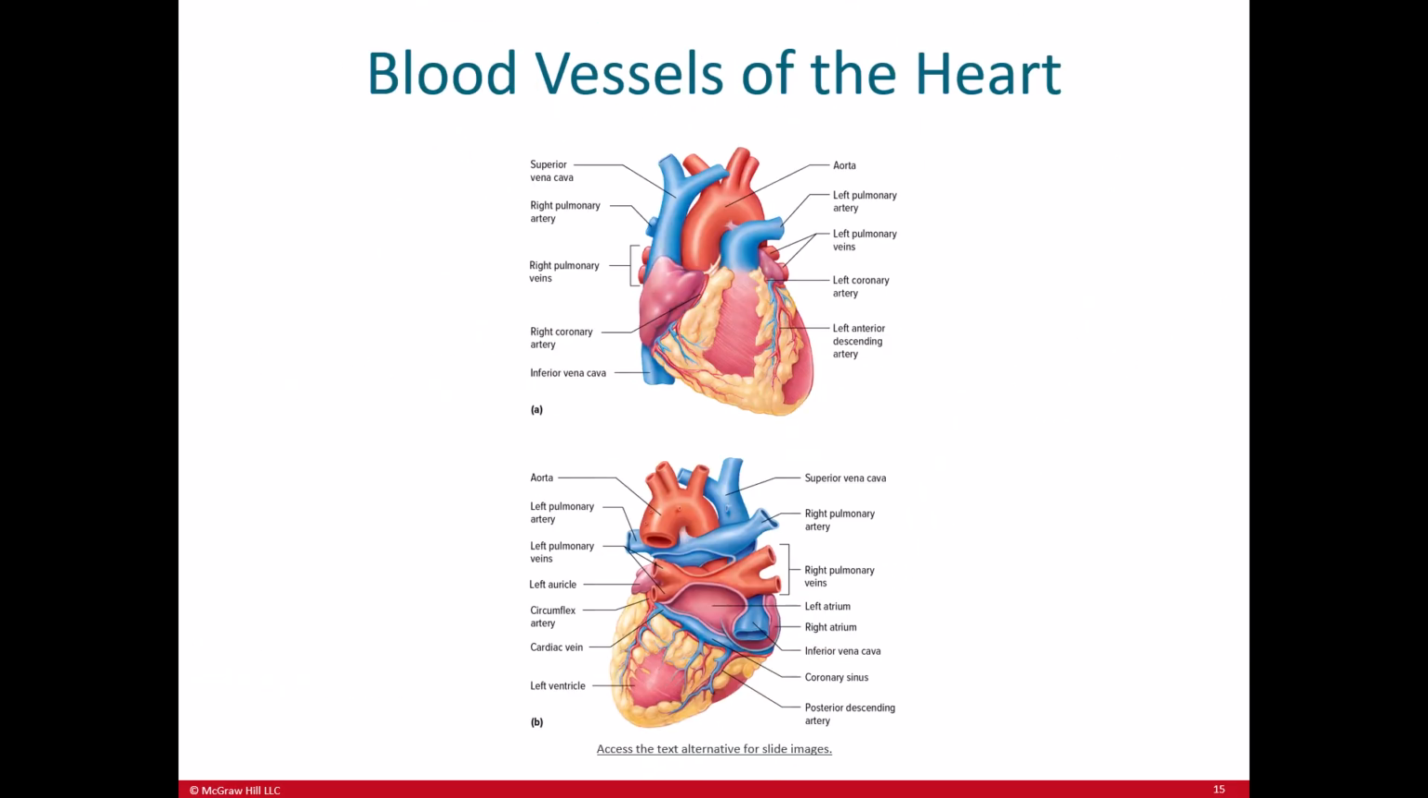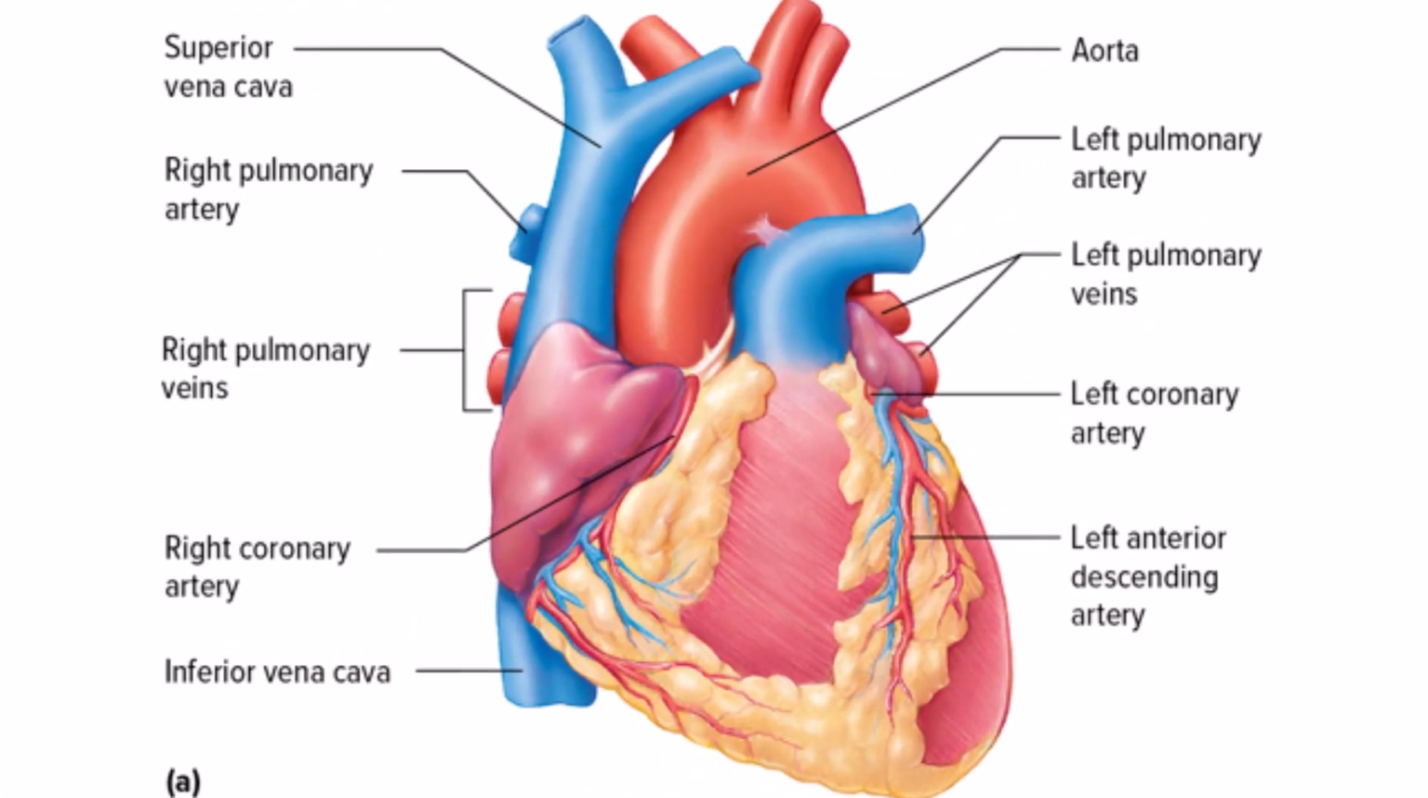Blood vessels of the heart. The anterior view of the heart, labeled A, shows various parts labeled clockwise from the bottom left as follows: the inferior vena cava, right coronary artery, the right pulmonary veins, the right pulmonary artery, superior vena cava, aorta, left pulmonary artery, left pulmonary veins, left coronary artery, and left anterior descending artery.